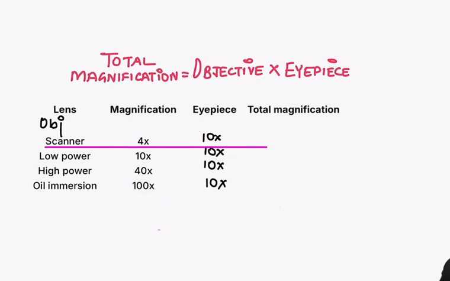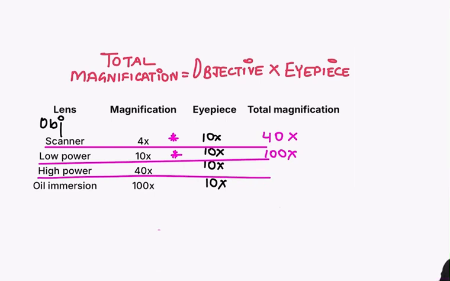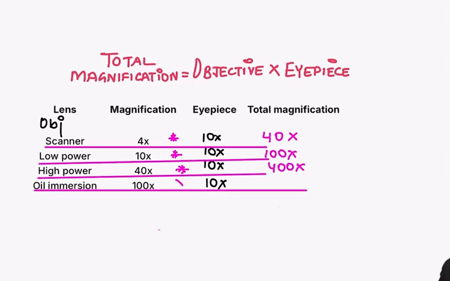For scanner, it is 4 multiplied by 10, so the total magnification is 40 times. For low power, the total magnification is 10 into 10, that is 100 times. For high power, the total magnification is 40 into 10, that is going to be 400 times. And for oil immersion, it is 100 into 10, and that is going to be 1000 times.